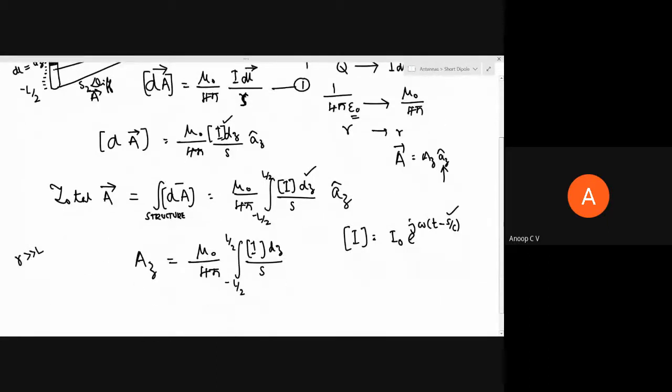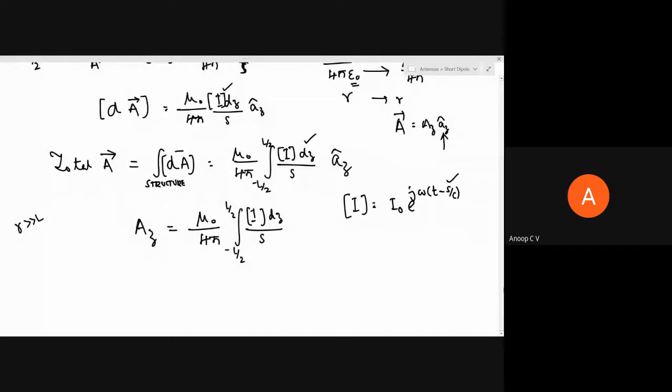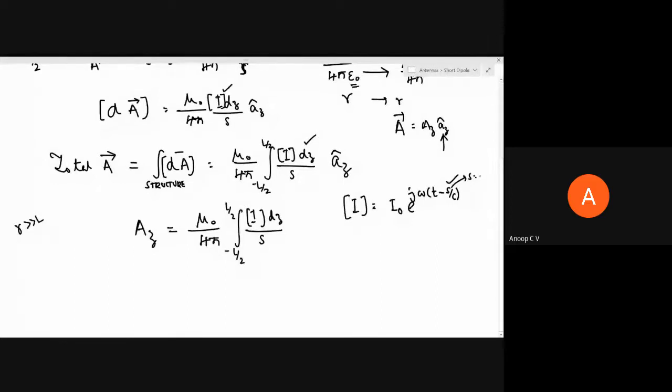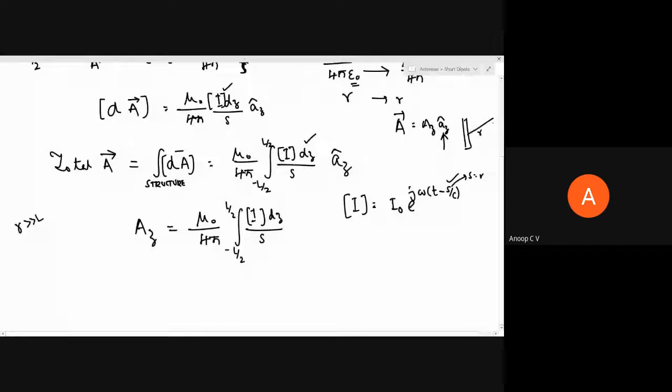It's for our convenience, so I'm assuming S is equal to R. I can put S is equal to R here, where R is nothing but the distance of the point from origin. So that will be a constant.